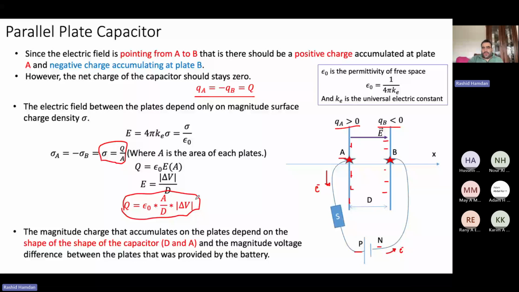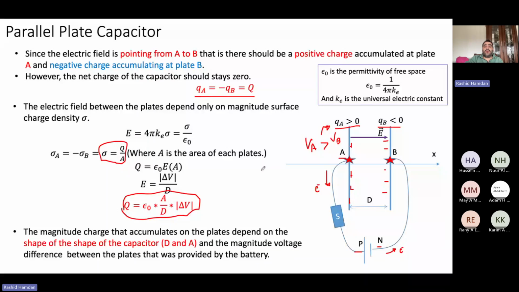QA and QB are scalars. They could be positive and negative. Delta V also is a scalar. It could be positive or negative. We know that the positive plate is going to be at higher voltage than the negative plate. So we know that VA is larger than VB. That we have to know.